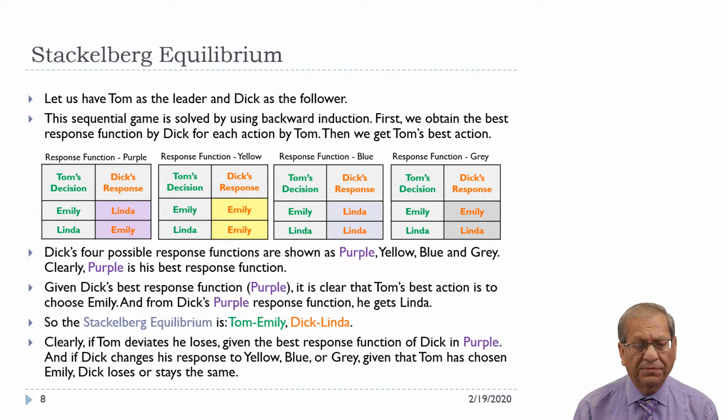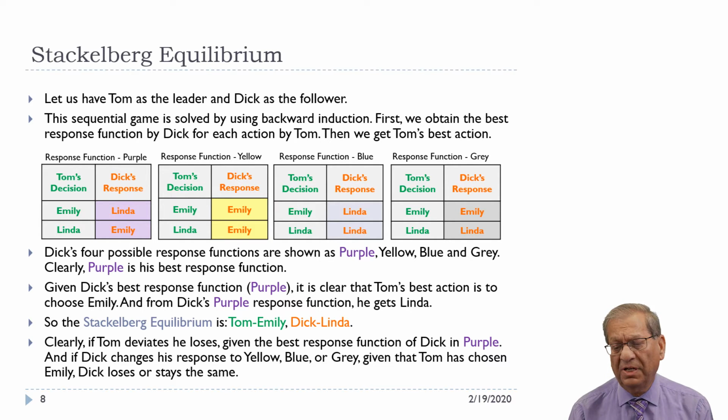What we have seen here in these graphs are Dick's four possible responses, shown in purple, yellow, blue, and gray. Clearly, purple is his best response function. Given Dick's best response function in purple, it is clear that Tom's best action is to choose Emily. And from Dick's purple response, Dick gets Linda. So the Stackelberg equilibrium is Tom chooses Emily and Dick gets Linda.